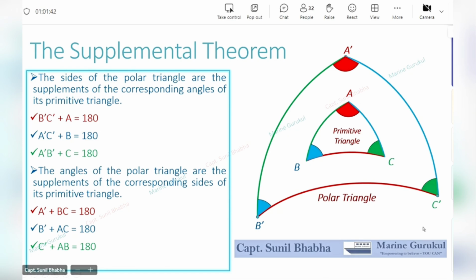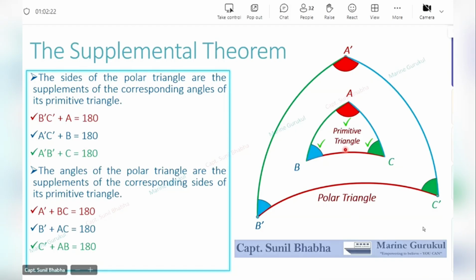Let's now apply this supplemental theorem in scenarios where the cosine formula cannot be used. Let's pick up the first scenario, where we know the three angles of the primitive triangle. You can see the known parts marked by green tick marks. We know all three angles: angle A, angle B, angle C. Now we want to find the remaining parts, that is the three sides. The cosine formula cannot be used in this condition. So let's see how the supplemental theorem helps us here.